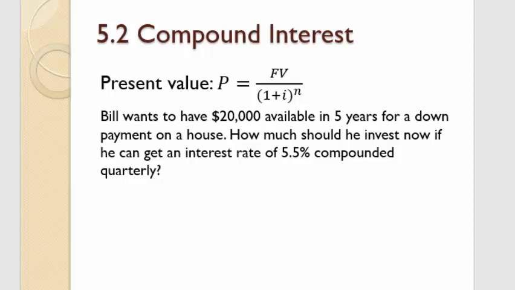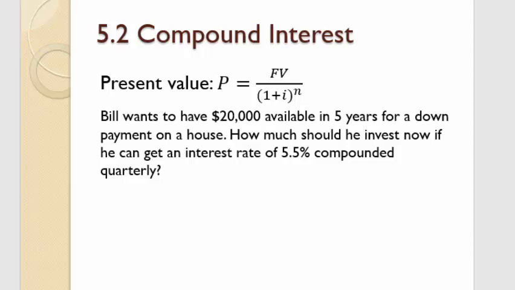So we're going to look at another compound interest problem, and in this case we're going to find the principal invested knowing the future value. So Bill wants to have $20,000 in the future, available 5 years for a down payment on a house. How much should he invest now if he can get an interest rate of 5.5% compounded quarterly?